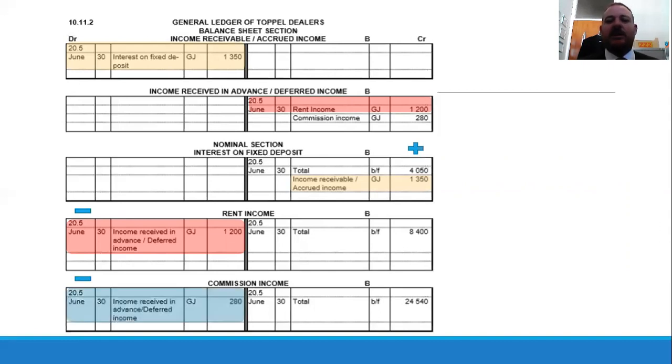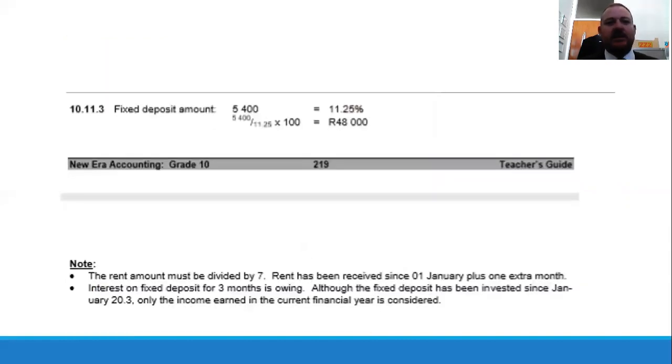Same thing with commission income. We also had to reduce commission income for that 12-month financial period. That's why we've debited commission income, and you'll also find the equal credit there in that income received in advance or deferred income account. Okay, gents, and then finally calculating your fixed deposit amount. That's the calculation for you there, and then obviously the rest of the information we've dealt with already.